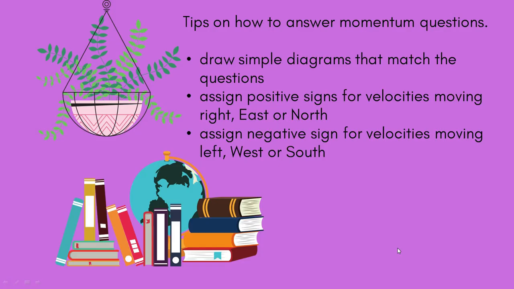Here are some tips on how to answer momentum questions. Draw simple diagrams that match the question. Assign positive signs for velocities moving right, east, or north. Assign negative signs for velocities moving left, west, or south. Do note that this is totally dependent on you. So if something is moving right and you would like to give it a negative sign, then whatever is moving left must have a positive sign. But I like doing it this way.